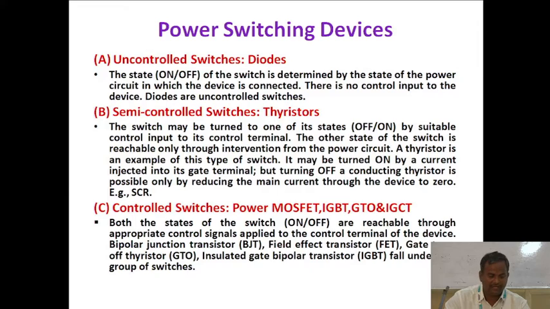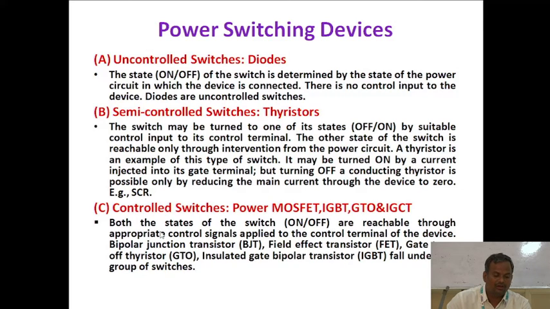If you verify the thyristor's basic operation, we only give a signal to turn on the thyristor. The turn off should be done by the commutation procedure. Of course, there is a chance to turn off naturally, or sometimes forcefully. So those semi-controlled switches, the best example is the thyristors.